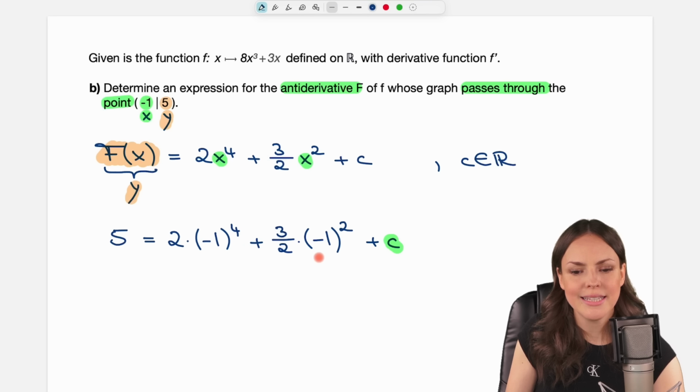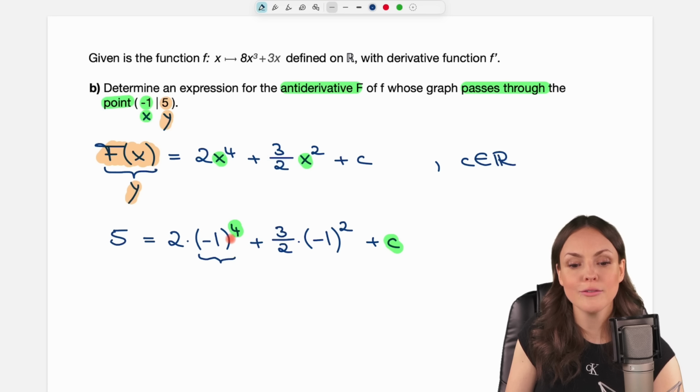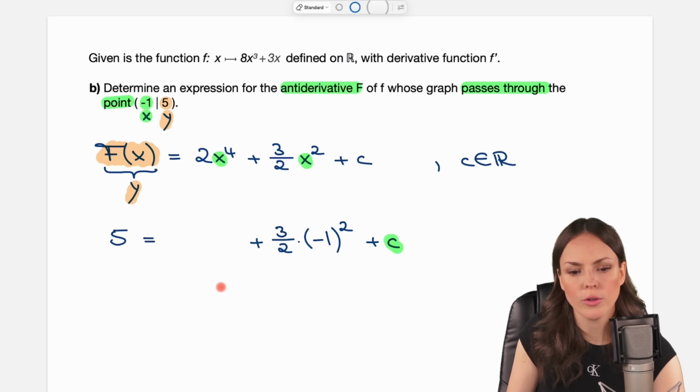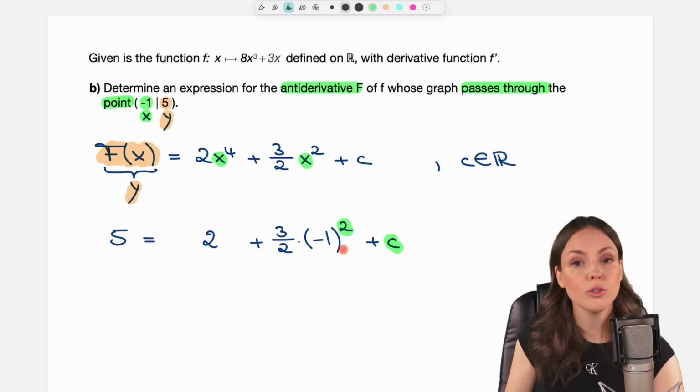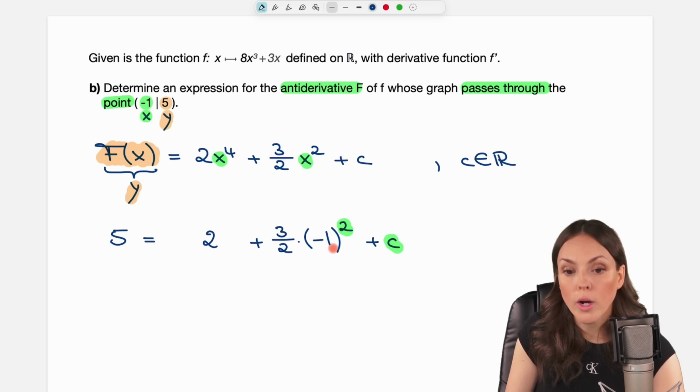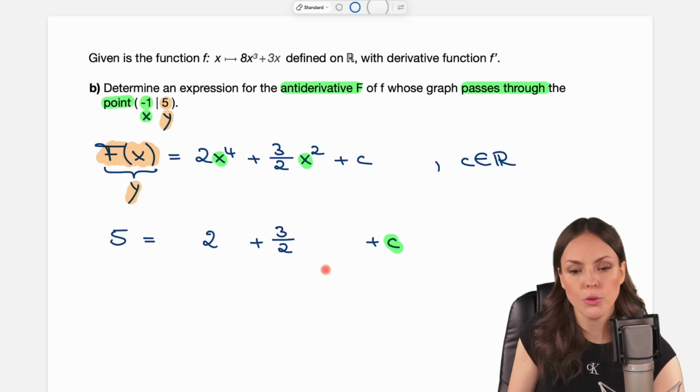So let's calculate this here a little bit. We don't have a calculator though, so where do we start? Maybe here, -1 to the power of 4. Because this is an even exponent, the result is going to be positive. So we have a +1 here. So in total, 2 times 1, which is just 2 for all of this here. And here the same, -1 to the power of 2 is going to be +1. So we have 3 over 2 times 1, which is just 3 over 2.